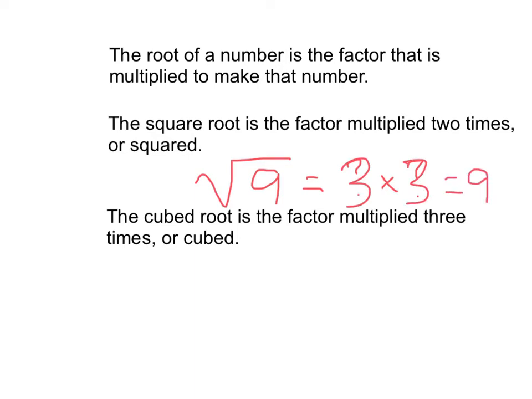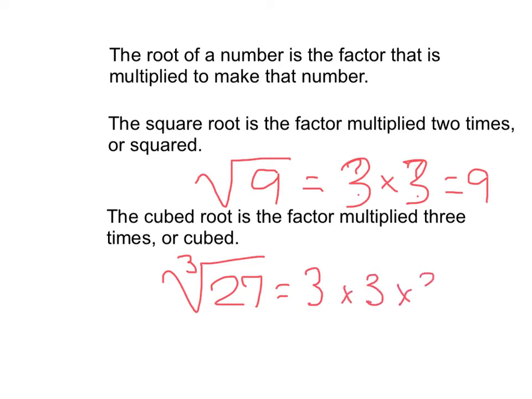The cubed root would be the factor multiplied 3 times, or in other words, we say cubed, in order to make that number. So for example, the cubed root of 27 would be the factor multiplied 3 times, which would be, again, the number 3. So that's what we mean by root.